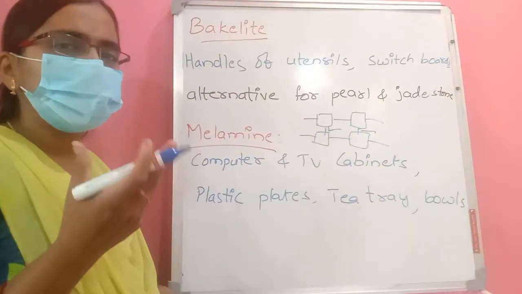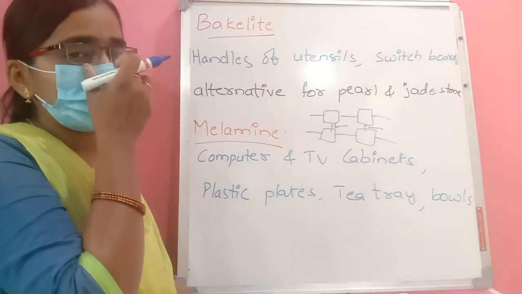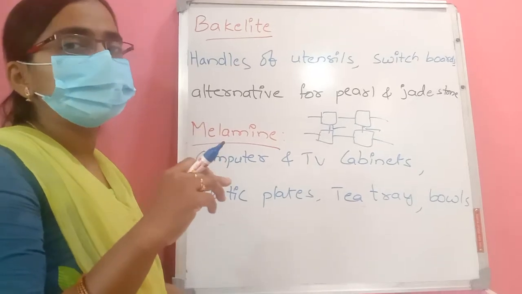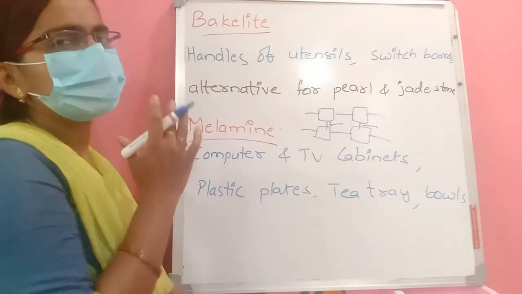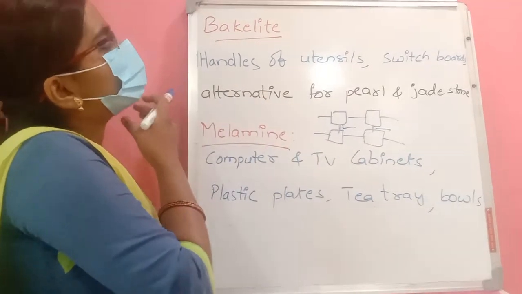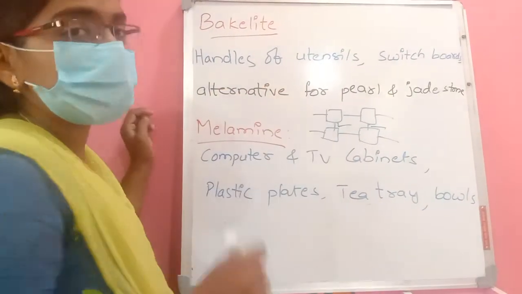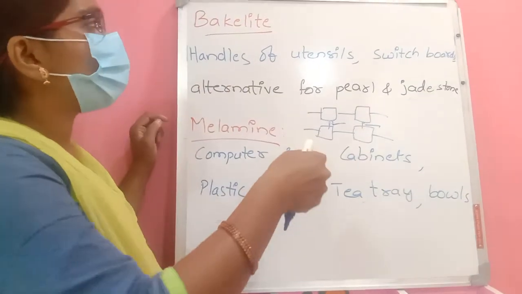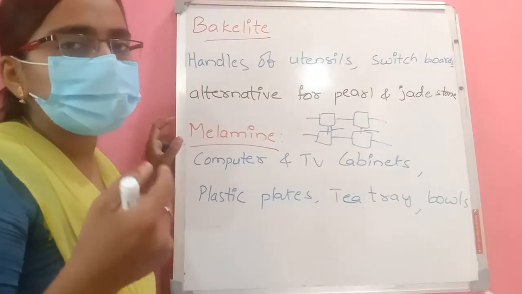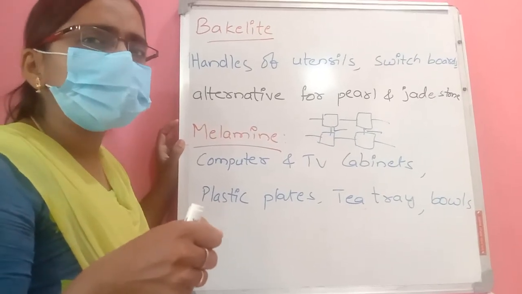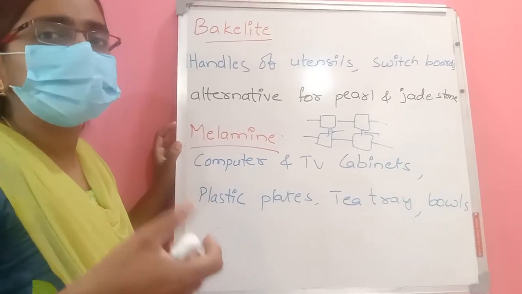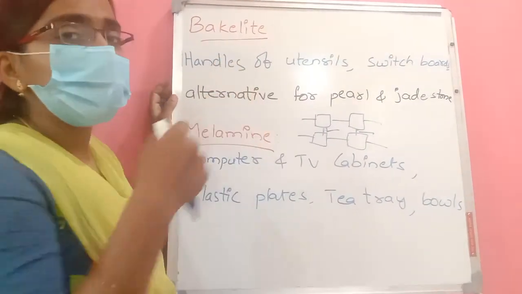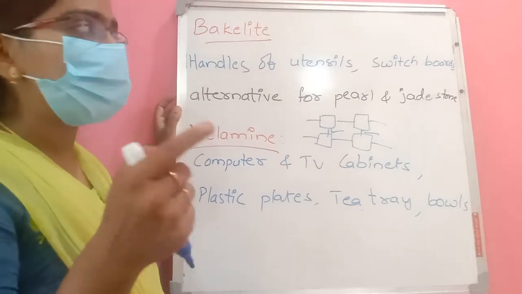Where can we use these thermosetting plastics? Where heat is produced and we should not transfer the heat, we have to use thermosetting plastics. Here bakelite is used for handles of utensils, like a tea utensil. If you want to handle the tea utensil, it should be made with bakelite. Otherwise, if you use any thermoplastic, it melts with that heat. That's why handles of utensils are always made with bakelite, which is a thermosetting plastic.